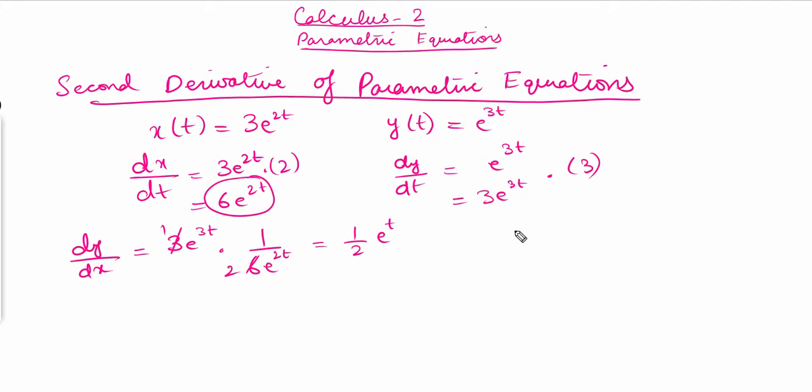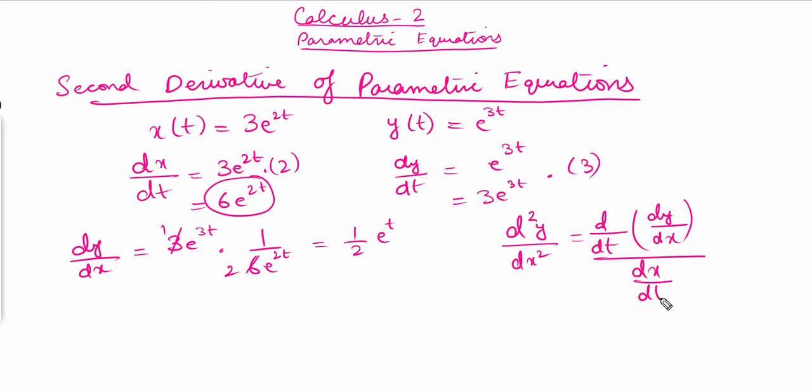So the double derivative will be represented by d square y over dx square, that will be equal to d by dt of the first derivative divided by dx by dt. So this is how we'll take the double derivative. So I'll just insert the values over here. So it will become equal to d by dt of half e to the power of t whole divided by 6 e to the power of 2t.